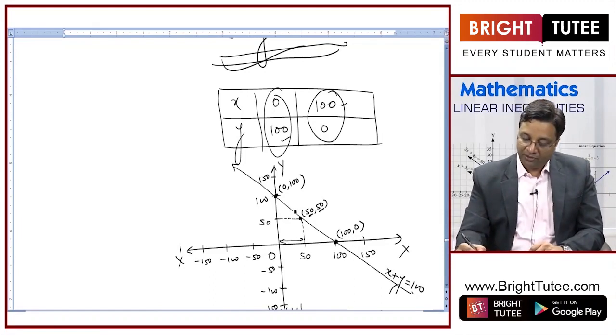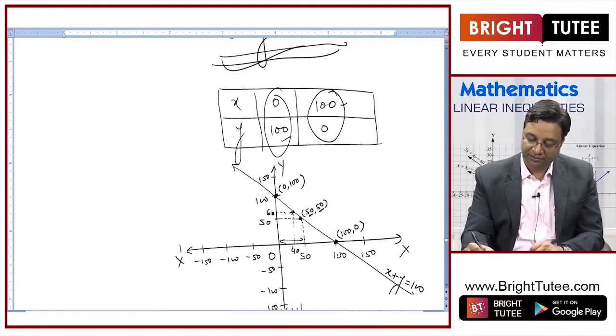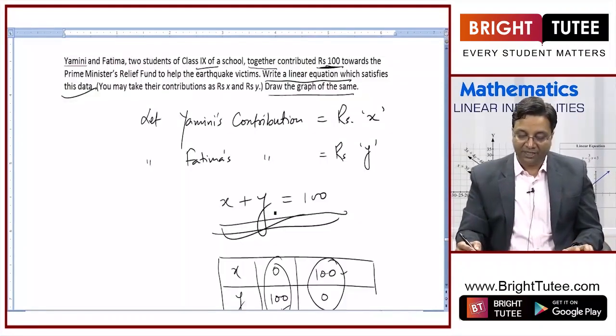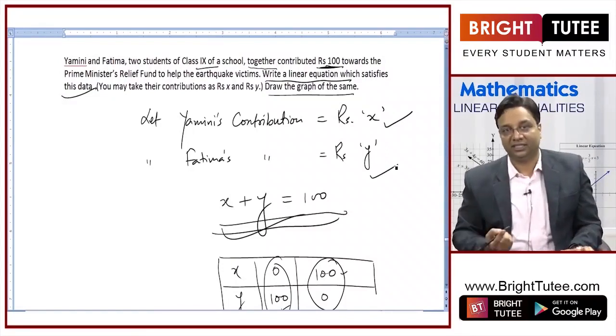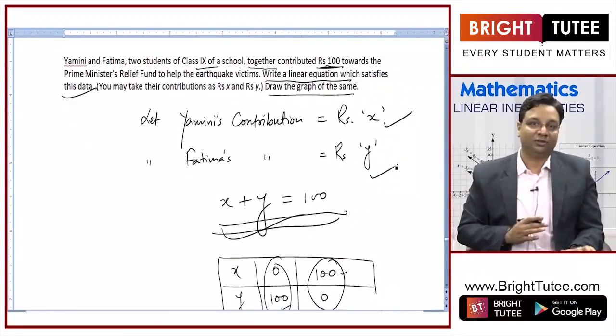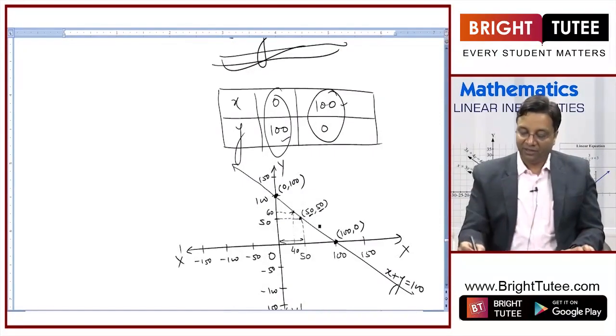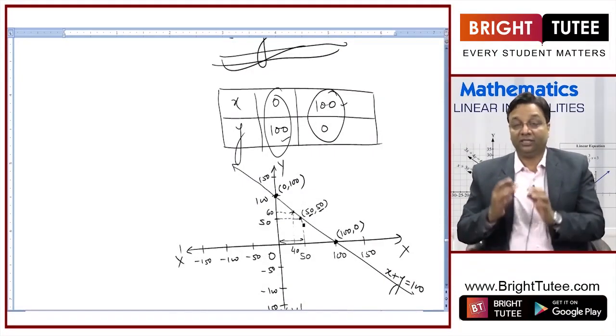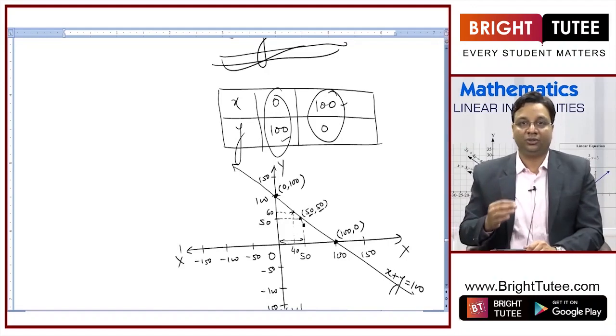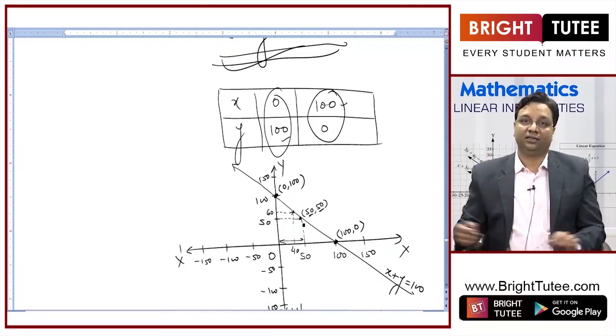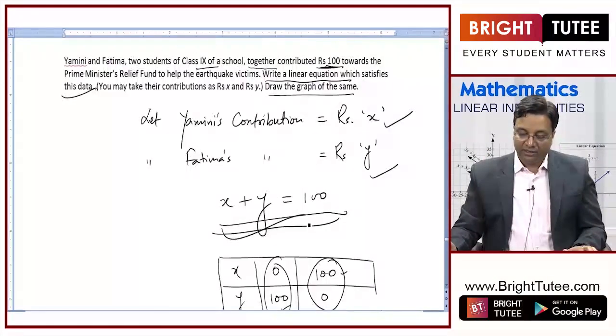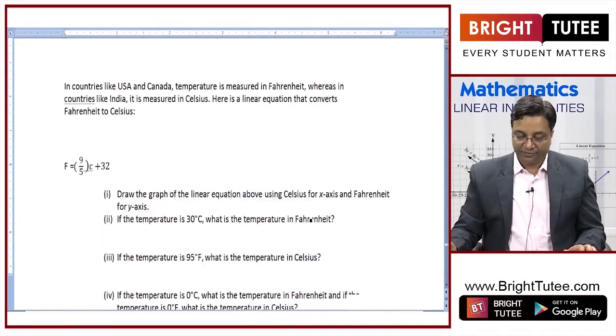Okay, so if you look for any other point, let us say this one. So if this is 40, this will be 60. If Yamini's contribution is rupees 40, Fatima's contribution will be rupees 60. We don't know about their exact contributions, but depending on their respective contribution, one thing is sure, that their sum is rupees 100. Okay, so this was about this graph.